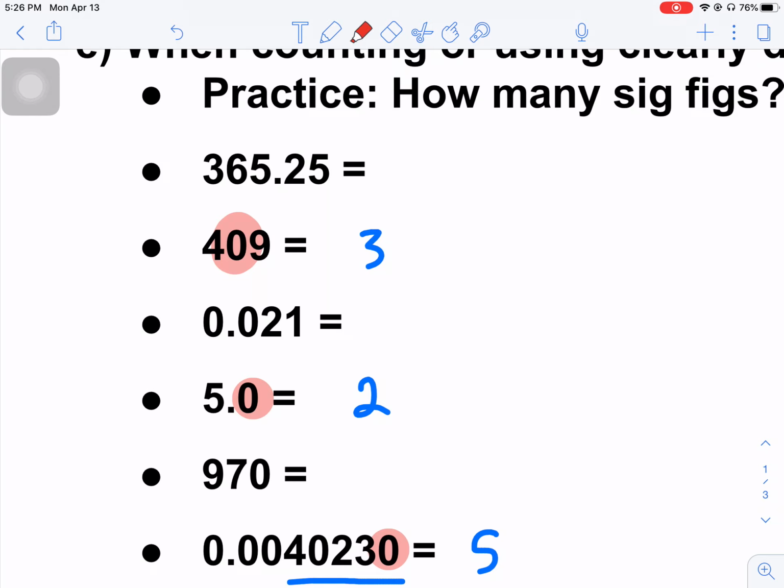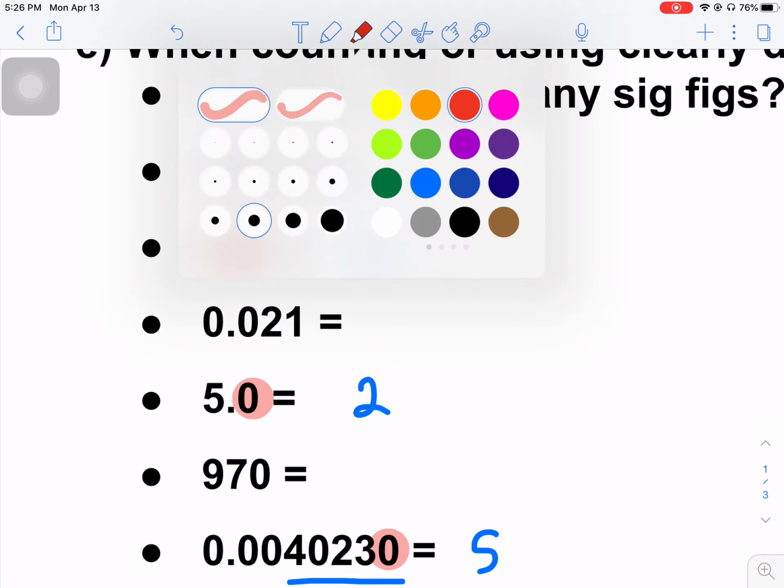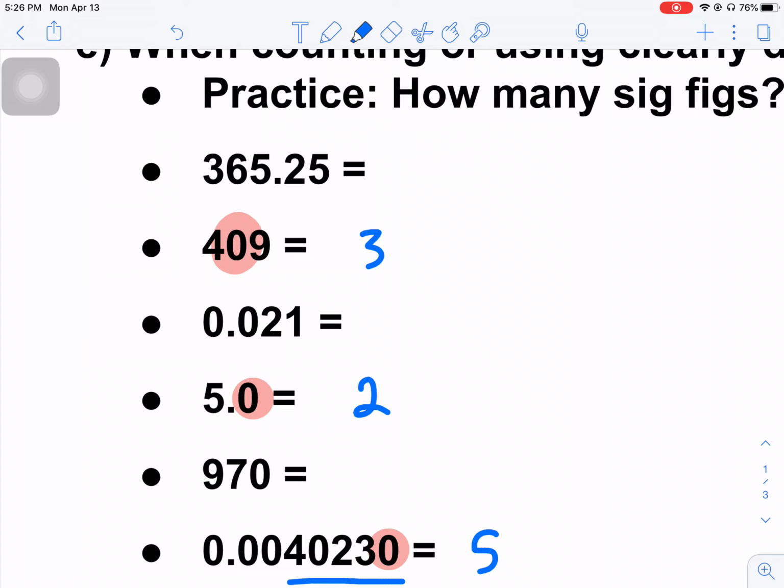Now, examples of when a 0 is not a sig fig can be a little bit tricky. Leftmost zeros in front of non-zero digits are not significant. So for this example, 0.021, we only have 2 sig figs. Or placeholder zeros that are to the left of an understood decimal, like the 0 in 970. The 9 and the 7 are significant, but the 0 is not.